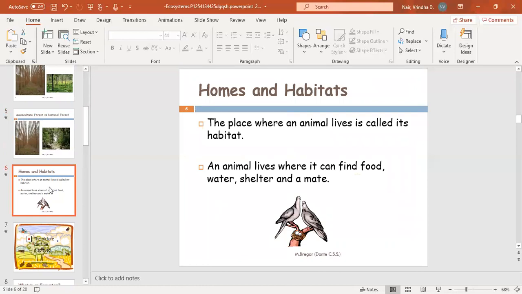Home and a habitat. The place where an animal lives is called a habitat. An animal lives where it finds food, water, shelter, and mate. So that's the case with not only just birds or animals, even human beings, right? We always try to settle down near water. Why? Because we know that water is used for multiple purposes and also helps us grow vegetation, right? So the first settlers, when they came, settled down beside water so that they can have something to drink, use for their purposes, as well as grow crops.